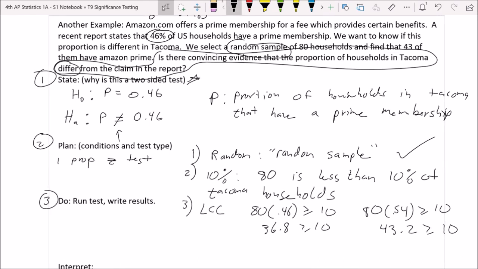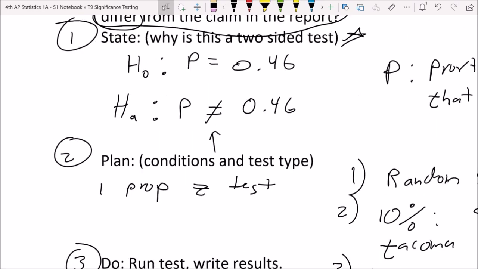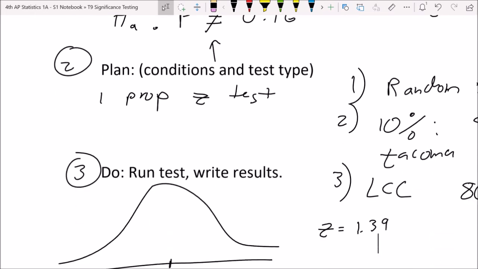Okay, now the diagram is going to be a little bit different on this one. So the way I'm going to draw this out, we found, because we're always going to put 0 at the middle, we found that the value of z, the standardized test statistic, was, I'm rounding here, 1.39. But remember, this was a two-sided test.